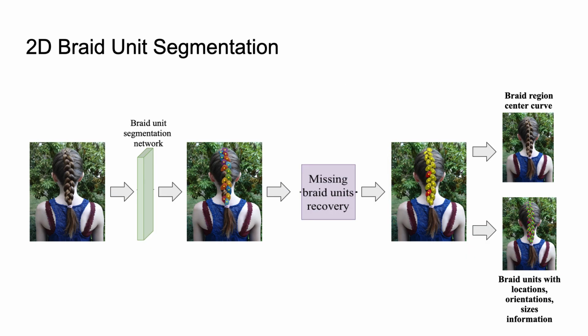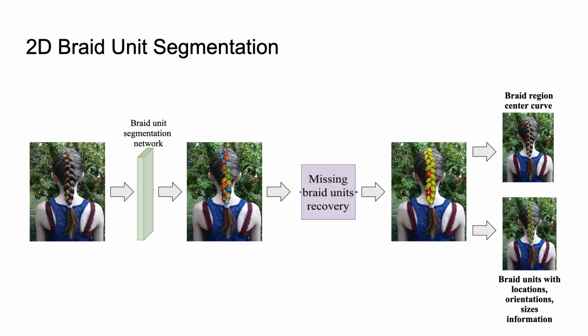Here is the overview of the braid unit segmentation system. We treat each braid unit as an instance. Then we apply instance segmentation methods to segment braid units from 2D hair images. We apply Mask R-CNN to segment braid units. After braid unit segmentation, we fit an ellipse to every braid unit contour. The center point of the ellipse indicates the location of the braid unit. We use the major and the minor axis to represent the orientation of the braid unit.